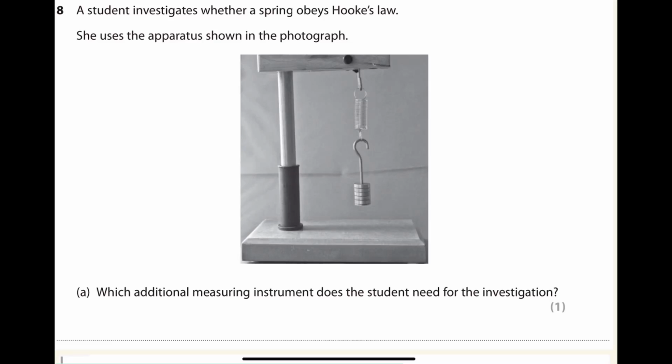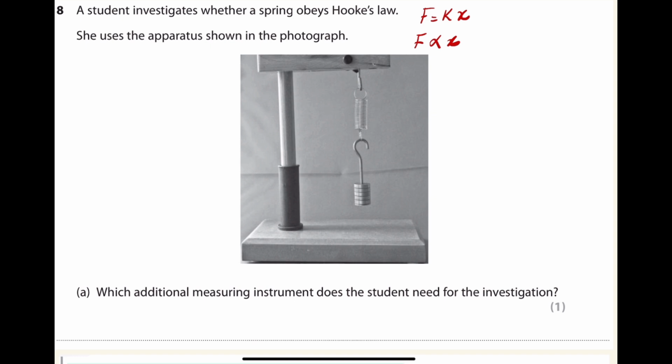In question 8, a student investigates whether a spring obeys Hooke's law. So, firstly, what is Hooke's law? Hooke's law formula: F equals kx. F is the force, k is the spring constant, x is the extension. So the relation between the force and extension is directly proportional: as the applied force increases, the extension increases.